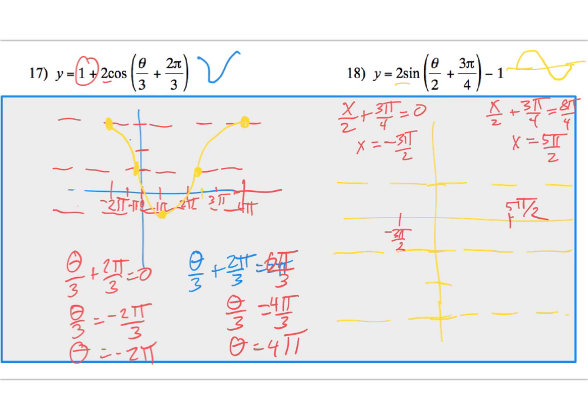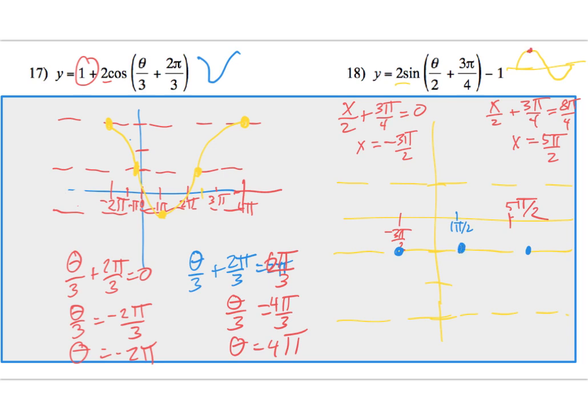Since this is sine, those points are both going to be on my midline. I'm going to go exactly between those two. 5 and negative 3 gives me 2. Half of that would be 1 pi over 2. That's also going to be on my midline.